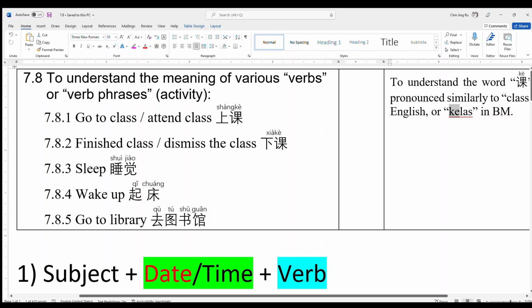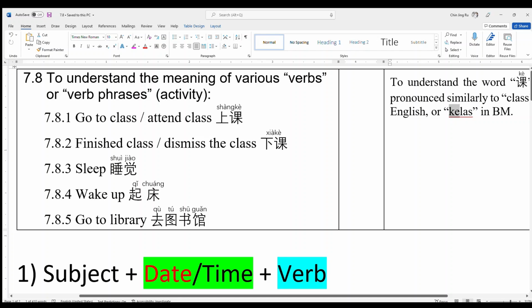Okay, now the next word will be sleep. Sleep, tidur. In Mandarin is 睡觉. Listen and repeat, 睡觉. So the next word is the opposite, wake up, bangun. Wake up, 起床. So QI is 气, yeah? 气 sounds like CH, 气. CHUANG, 床. So 起床.